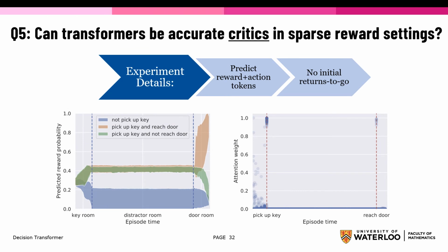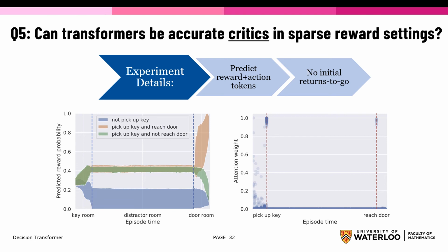So far, we've seen that the model is capable of predicting actions in an accurate way. So in other words, it is a well-performing actor. However, we want to assess if the decision transformers can actually be accurate critics in a sparse reward setting. And by critics, we mean: is it able to predict accurate expected returns or not? So we assess that in the key-to-door environment setting too.